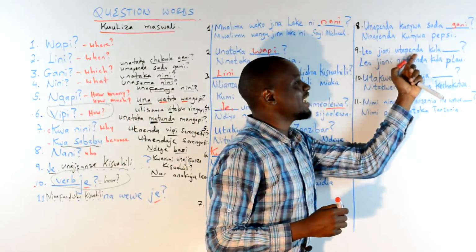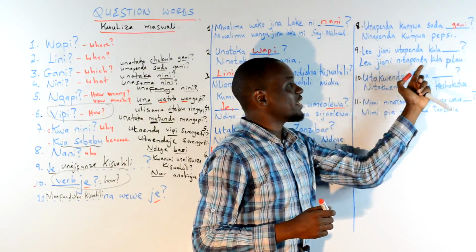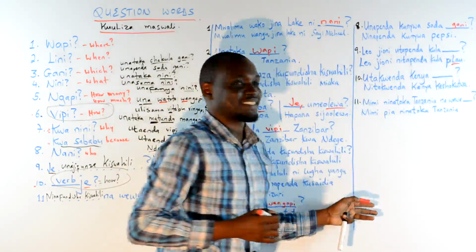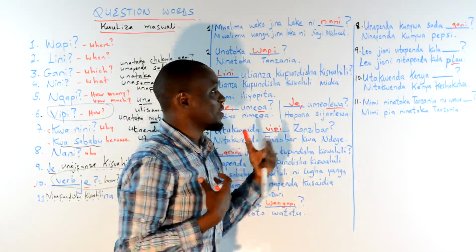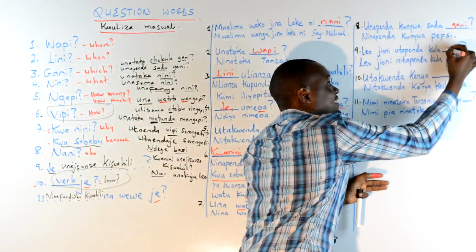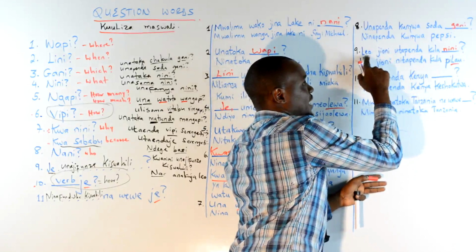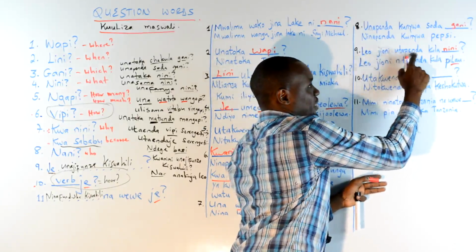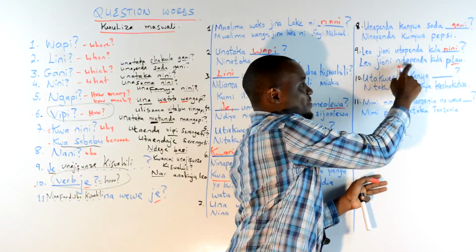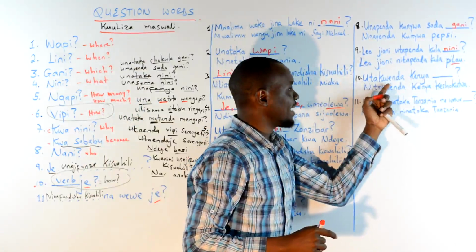Leo jioni utapenda kula dash. Leo jioni nitapenda kula pilau. Pilau is spiced rice. I like pilau. So, leo jioni utapenda kula what? What will you like to eat this evening? Nini? Leo jioni is today evening. You will like to eat what? Today evening, I will like to eat pilau. Spiced rice.